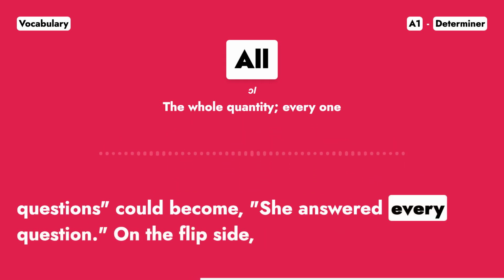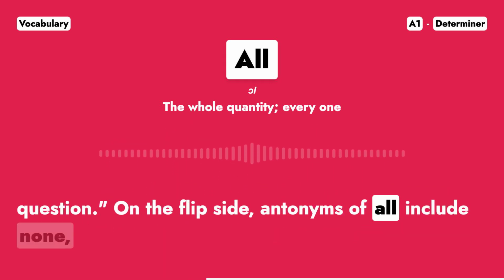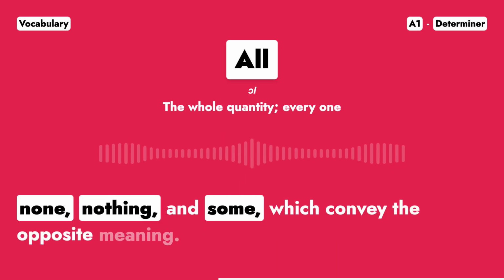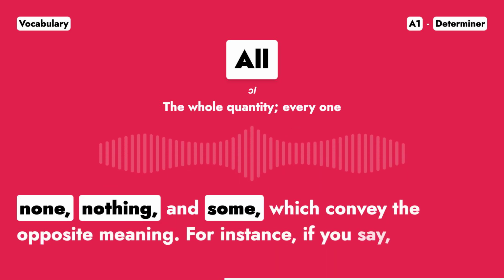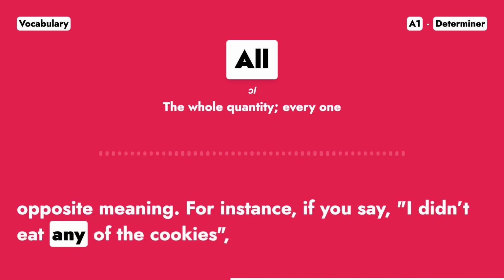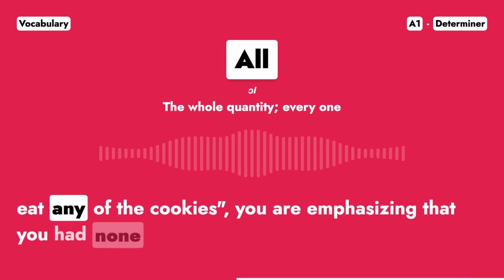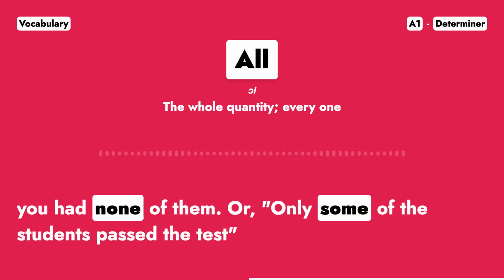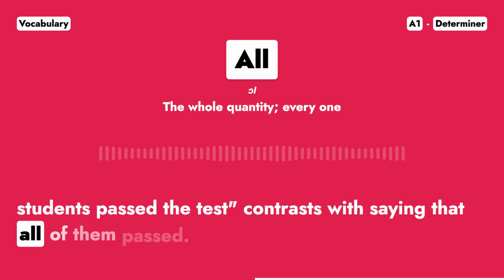On the flip side, antonyms of all include none, nothing, and some, which convey the opposite meaning. For instance, if you say, I didn't eat any of the cookies, you are emphasizing that you had none of them. Or, only some of the students passed the test contrasts with saying that all of them passed.